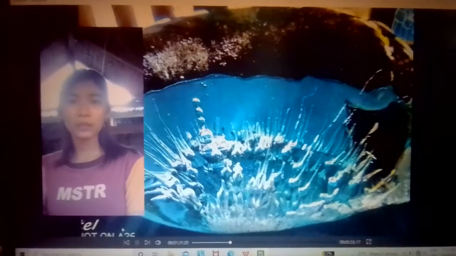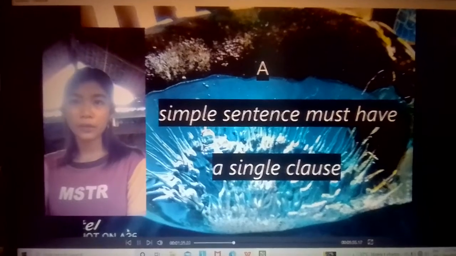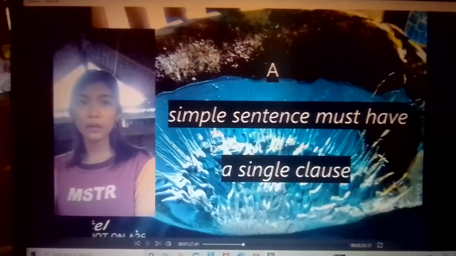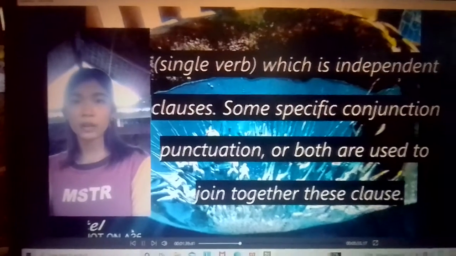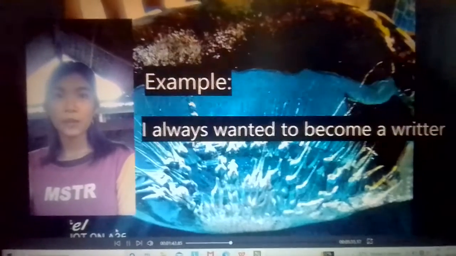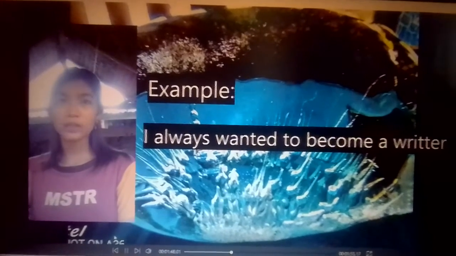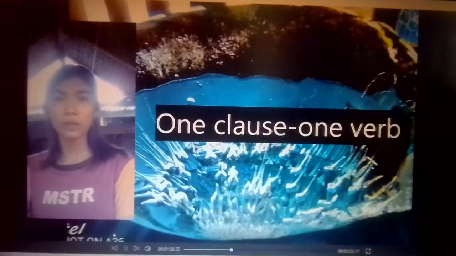When we say simple sentence, a simple sentence must have a single clause or a single verb, which is an independent clause. Specific conjunctions, punctuation, or both are used to join clauses together. We have an example for this. I always wanted to be a writer. If you notice, it's just one clause and one verb.